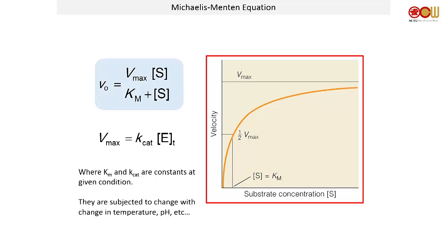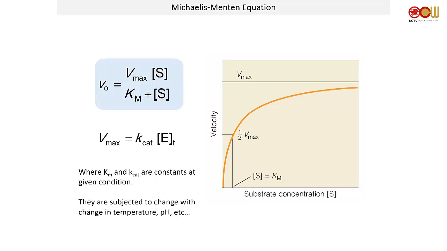Velocity as a function of substrate concentration, right? What if you have two substrates? Then you're going to have two of this graph. Depending on which substrate you're looking at, you will have two Km values, one Km value for each substrate. Kcat doesn't really change because it's looking at the maximum. So just always remember that. Km and Kcat are constants at given conditions.